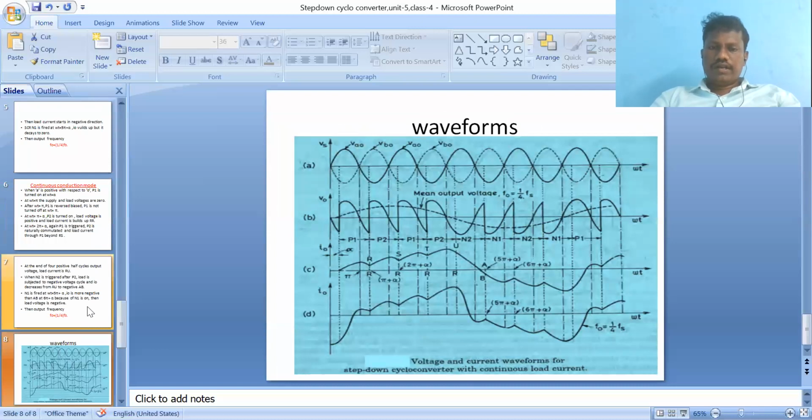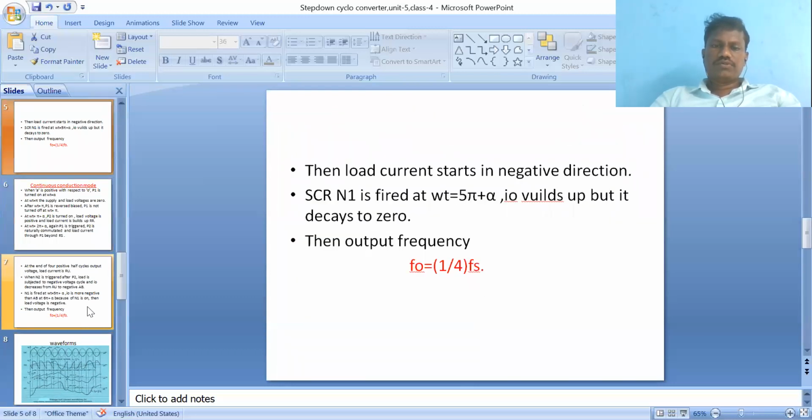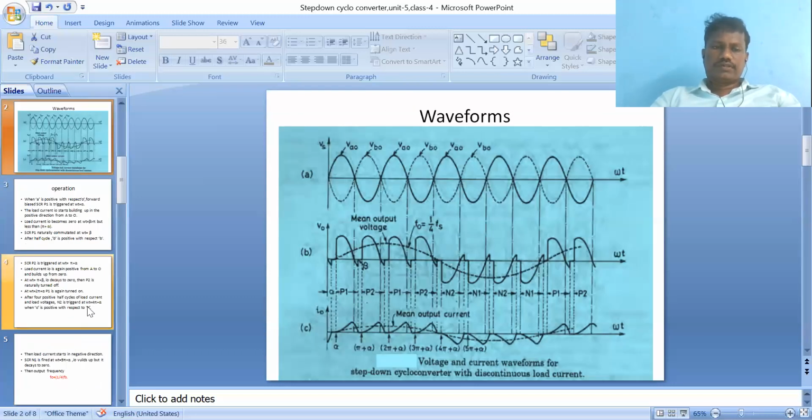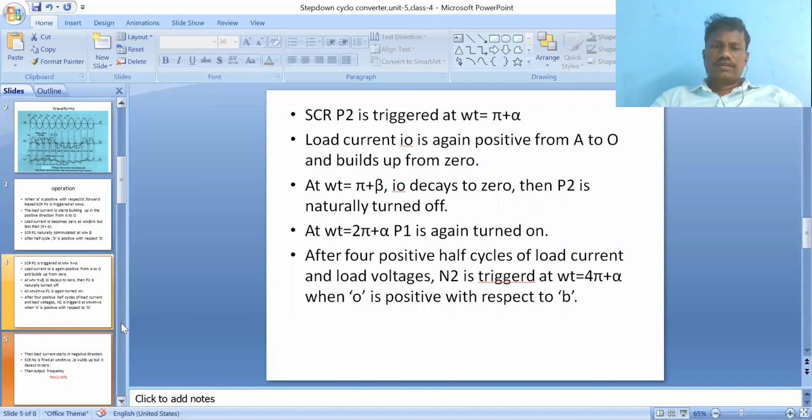In this RL load, there are two modes. Previously we were discussing discontinuous conduction mode. This graph indicates it is discontinuous, because this portion is 0, this portion is 0, this portion is 0, the current becomes 0. That is discontinuous conduction, not continuous conduction. Once we use RL load, there are two modes of operation: the current is discontinuous or continuous conduction. Now I take continuous conduction.